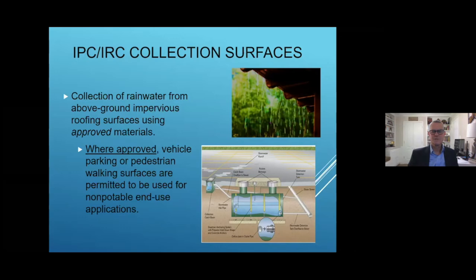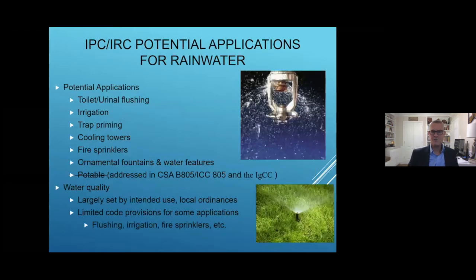So you're not trying to determine potability. You're trying to determine use, water reuse that might otherwise be supplied from a municipal system. So some of the applications that the IPC and the IRC reference for these water systems: toilet and urinal flushing inside the building is probably the most common. Irrigation systems, trap priming, the floor traps in the plumbing system.